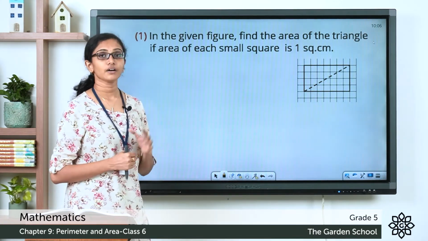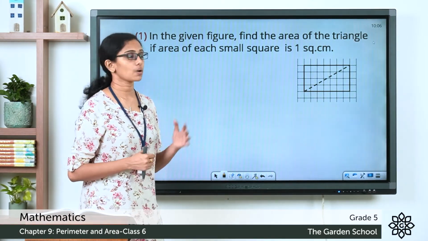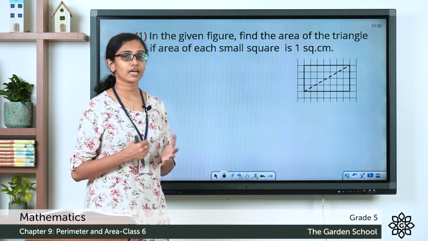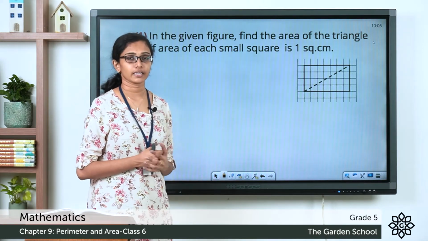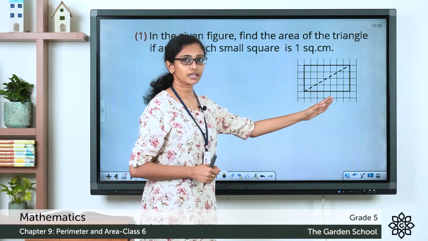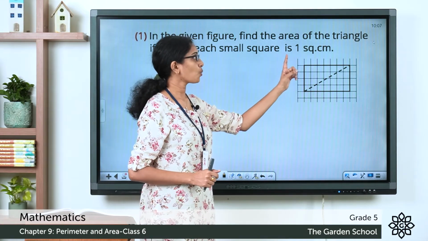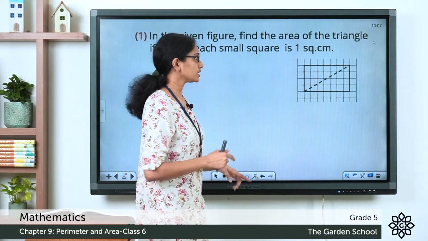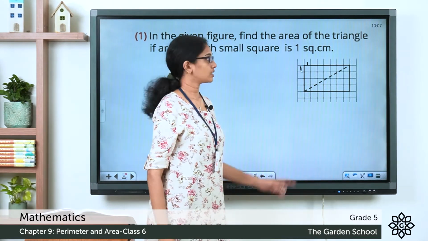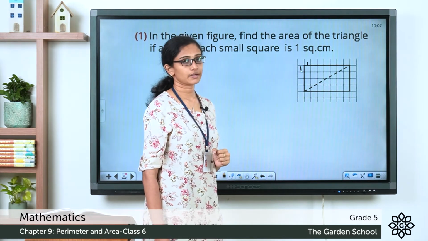In the given figure, find the area of the triangle if area of each small square is 1 square centimeter. So, we have already learned how to find out the area of a figure using a square grid, which has unit squares. Here, you can see a grid, a square grid. Each of these small squares that you see here has an area equal to 1 square centimeter, which means each square has a side of 1 centimeter.